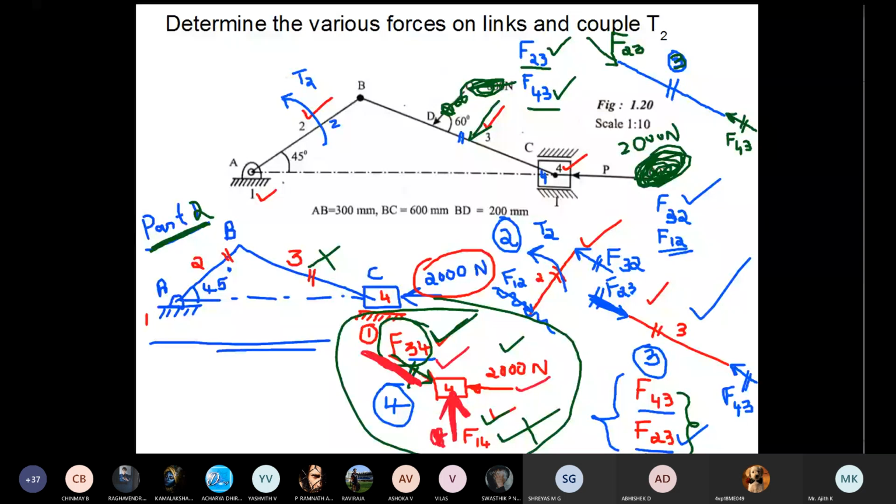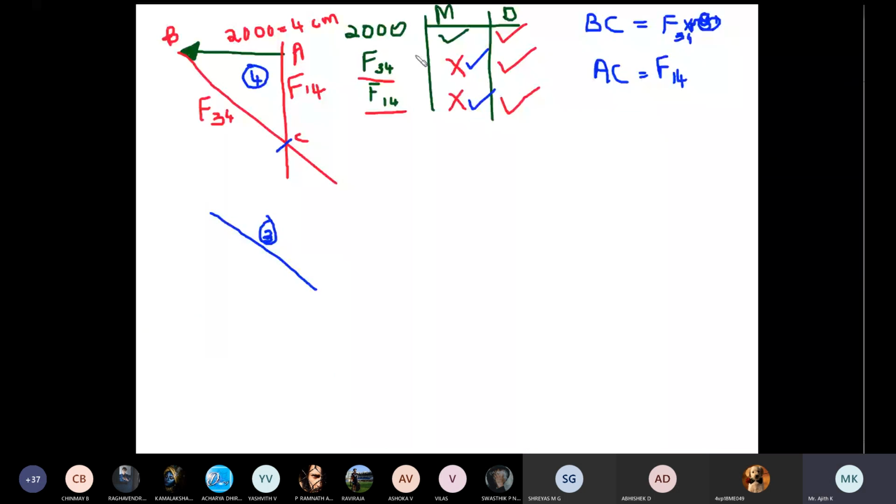Sir, I'm not having the value of F34 and F14. Better you can solve yourself and check the value. I can give you the textbook value. The textbook uses some different method. Textbook answer is F34 is 2250 Newton. And F14 is 1000 Newton.